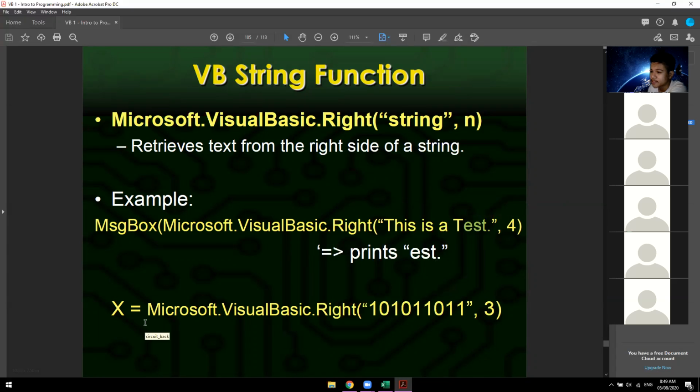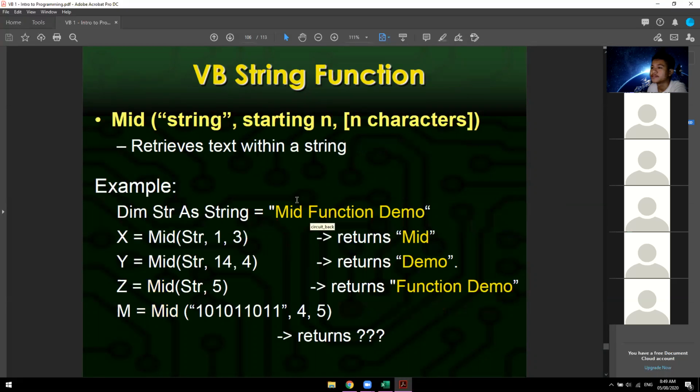Okay? So how about X? Anong result ng X natin? 0, 1, 1. Okay? So good. Kung meron tayong left and right, meron din tayong mid.